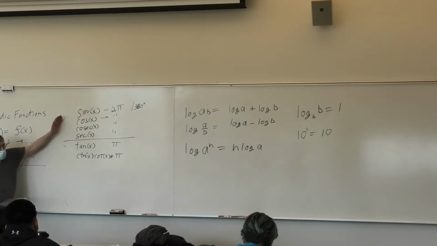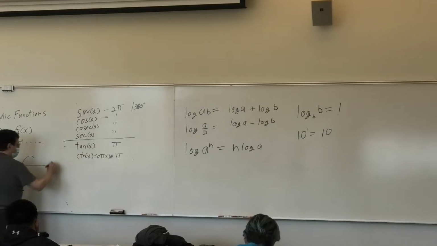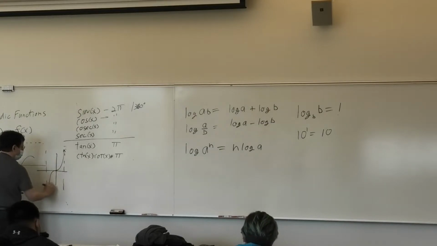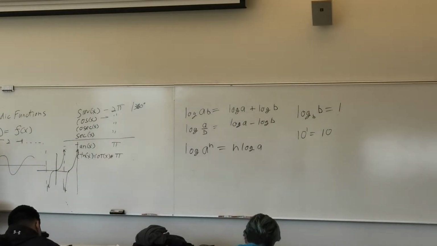And you should know what the graphs of these look like. On the sine function here, cosine is just this moved over. Tangent, it looks like this. And then it repeats over and over. I'm not going to draw the cosecant. All right.